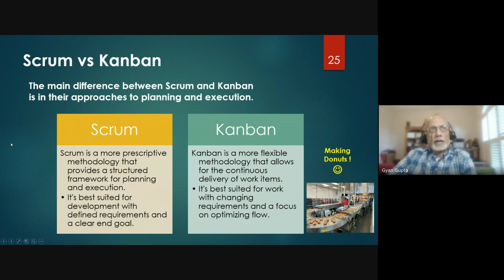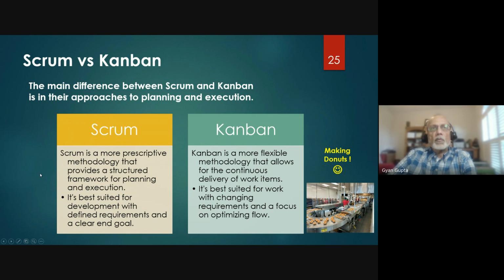So we'll go back to talking about Scrum versus Kanban. So we did talk about Scrum. The difference is it's really the approach of planning and execution. Scrum is time bound. So it's a structured framework for planning and execution.